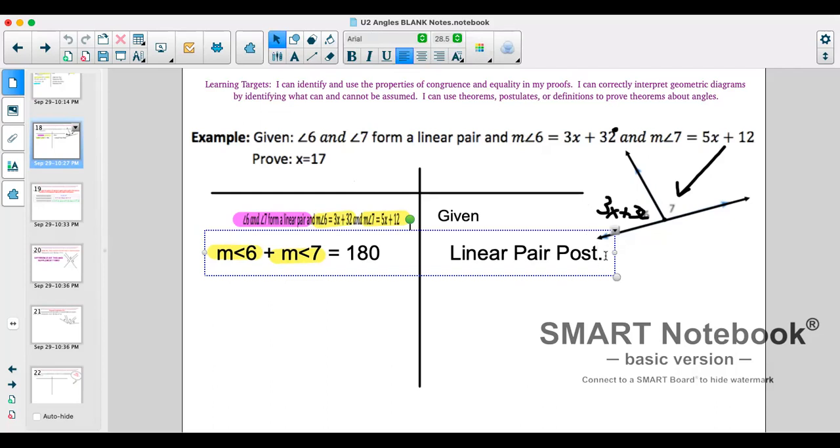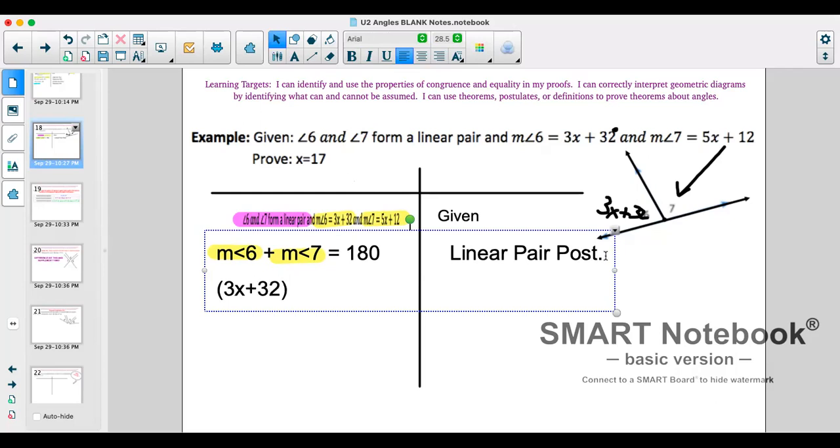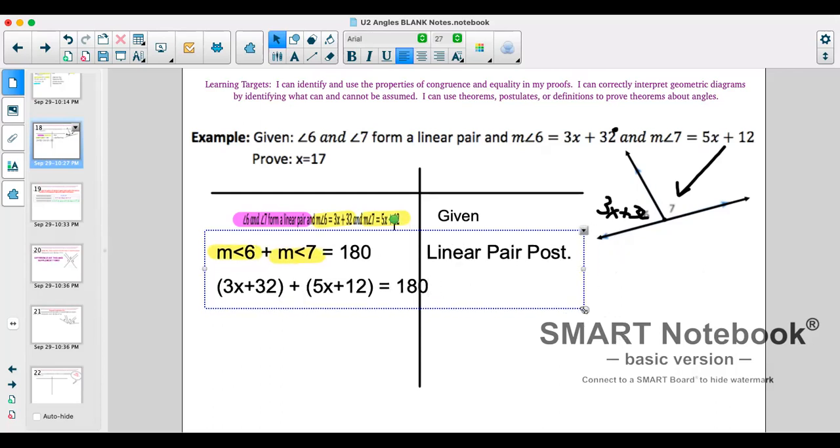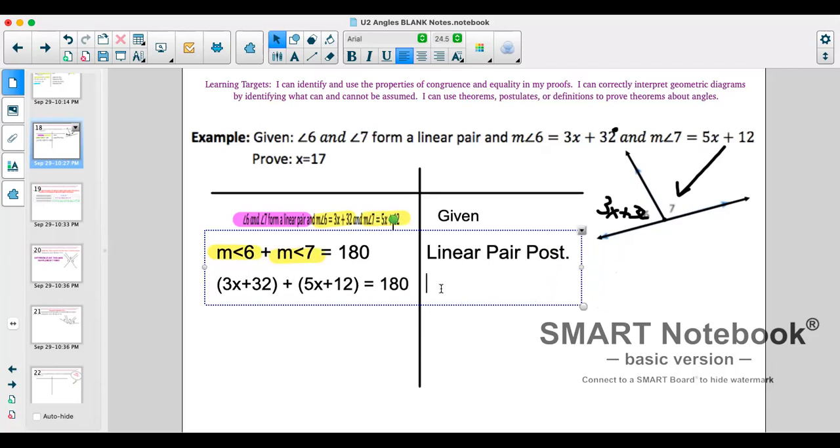Uh-oh, here we go. There we go. So instead of the measure of angle 6, I'm going to say 3x plus 32 degrees for the measure of angle 6. I'm going to substitute plus whatever the measure of angle 7 is, which is 5x plus 12 degrees equals 180. Okay. Shrink this down just a little bit. Okay. Why am I able to do that? Well, I've been saying substitution over and over again. So that's the property I'm going to use to justify my answer. It's an equation, so it is a property of equality that allows me to do substitution.